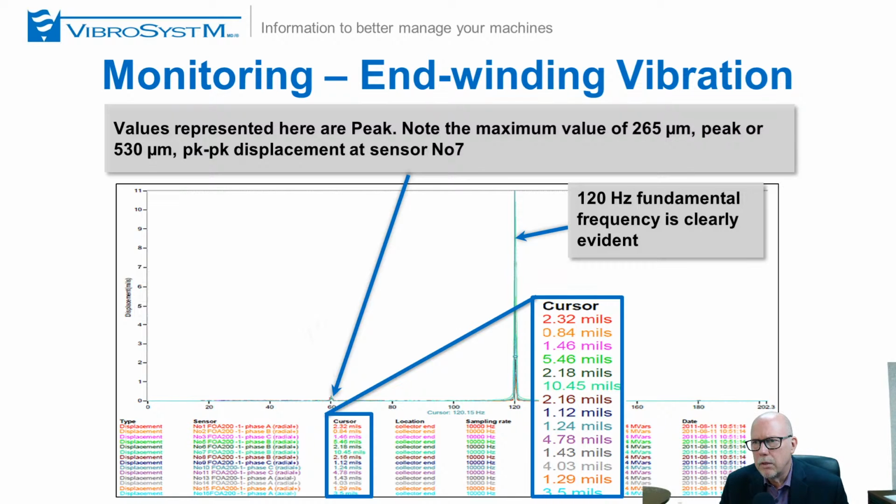There was a value of 265 microns peak, which of course means 530 microns peak to peak, which everyone agrees is way too high. If you look at tolerances from different associations or different vendors, you'll find variations on what's good, what's acceptable, but everyone agrees that anything above 20 mils or 500 microns is way too high. And remember, this was a new unit. So evidently there were issues still on this unit that needed to be dealt with.